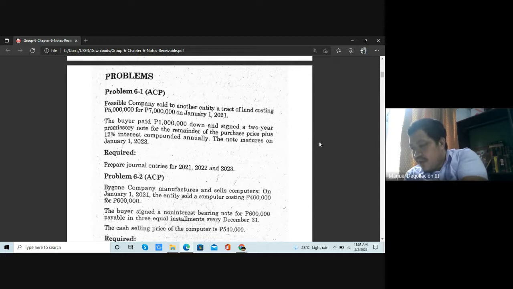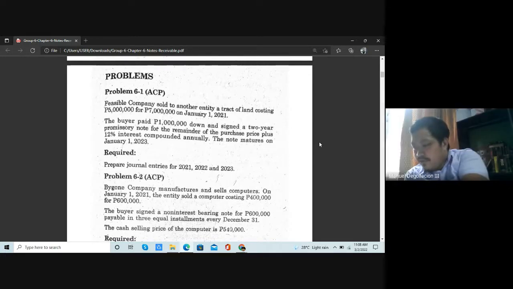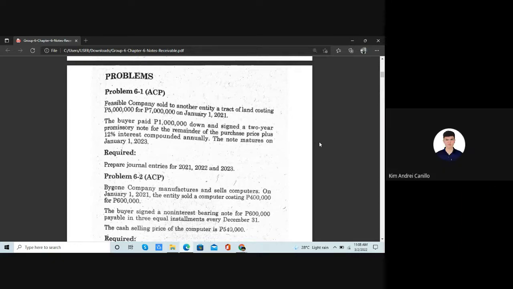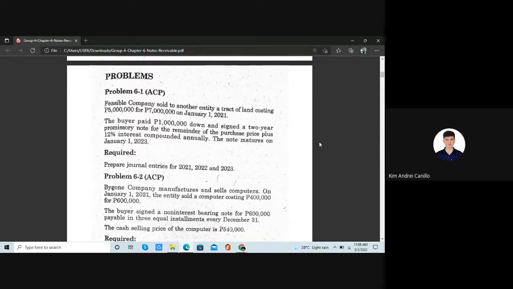You mentioned just a deduct, gain, correct? Yes, sir. And how were you able to compute for the gain? I just deduct the 7 million by 5 million, sir. 7 million represents what? 7 million represents the cost of the land. I mean not the cost, but the selling price of the land, sir. Selling price. Yeah, selling price, that one.